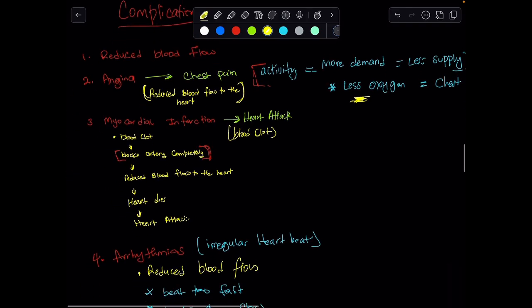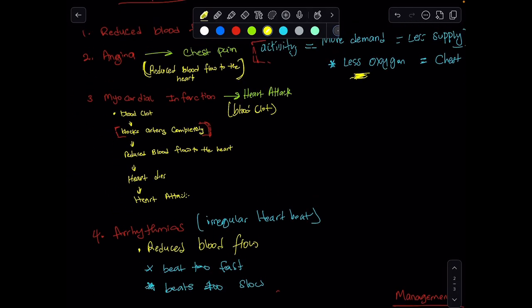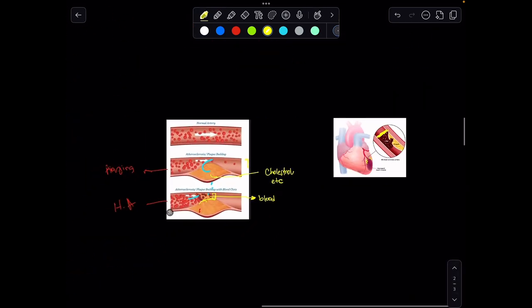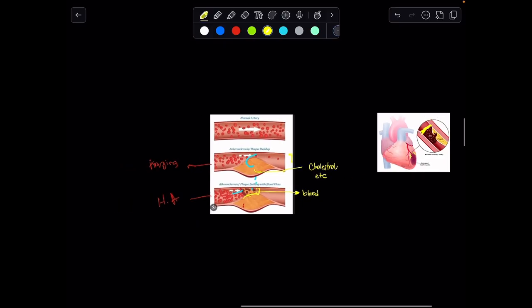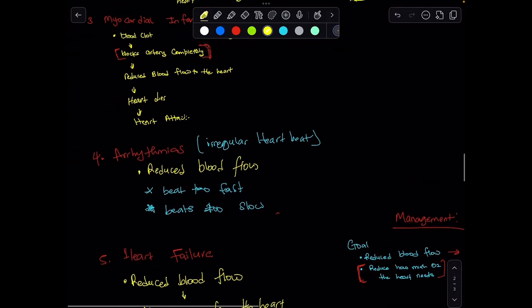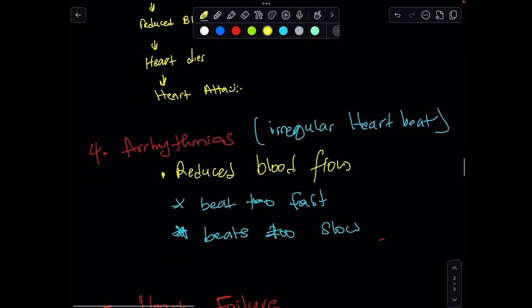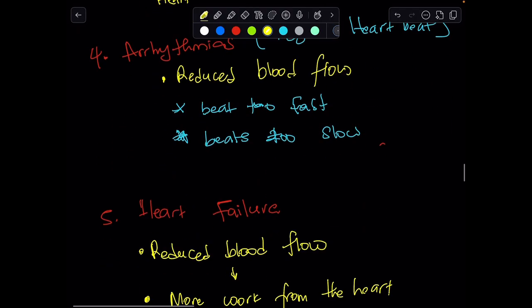Myocardial infarction, or heart attack, happens because of a blood clot. As we said up here, the plaque bursts and causes a blood clot. When blood clots, it can block the entire vessel. If the entire vessel is blocked, the tissue dies, and that can cause a heart attack. Arrhythmia: we know it's an irregular heartbeat, because the body now needs to compensate, so it may beat too fast or too slow, and that's where the irregular heartbeat comes from.